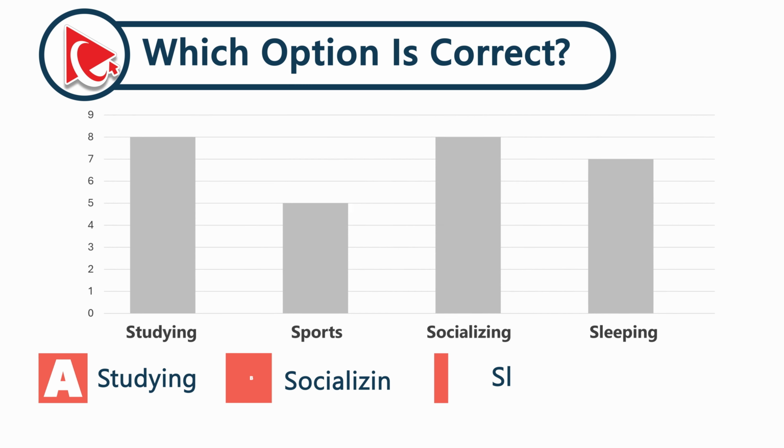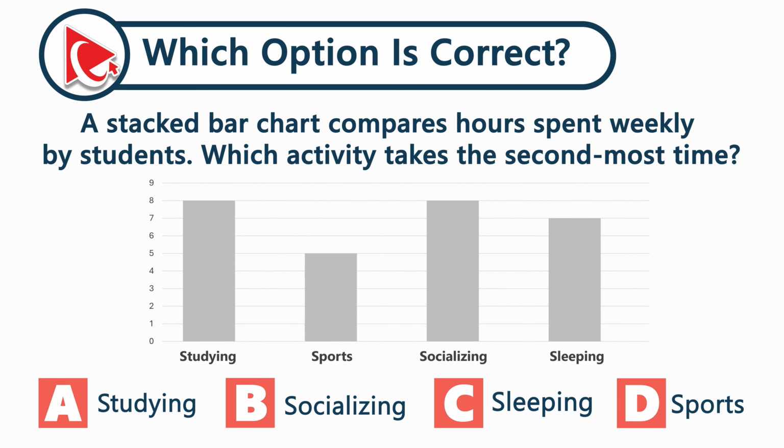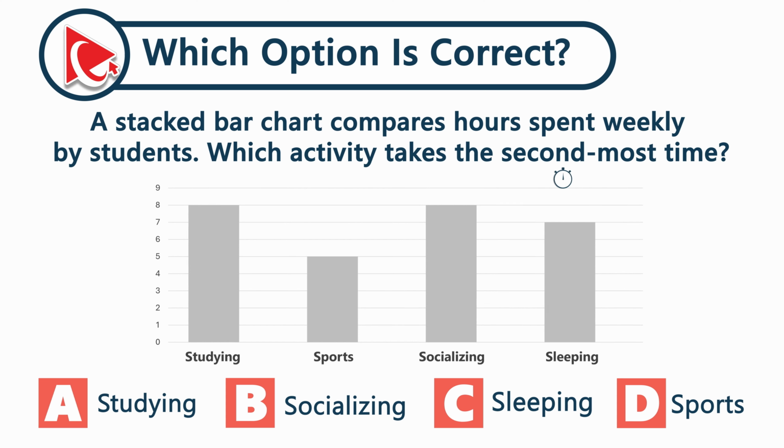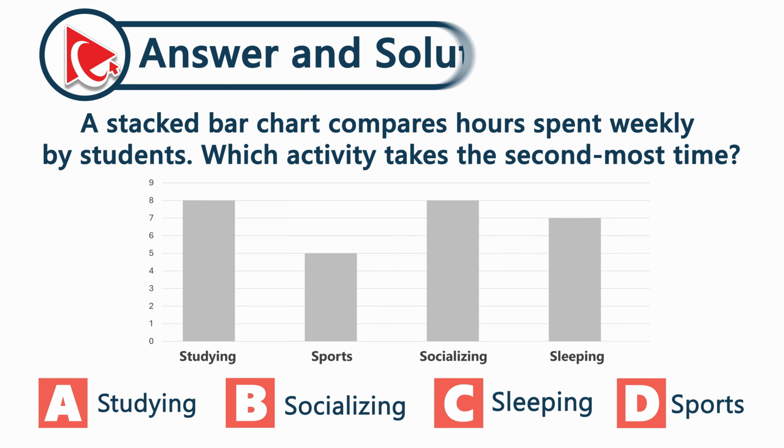Let's take a close look at this simple data-driven question. A bar chart illustrates how students divide their weekly hours among different activities. Your task? Identify which activity ranks second in the time spent. Now let's examine the chart. Focus on the height of each bar. Which one comes in second place?